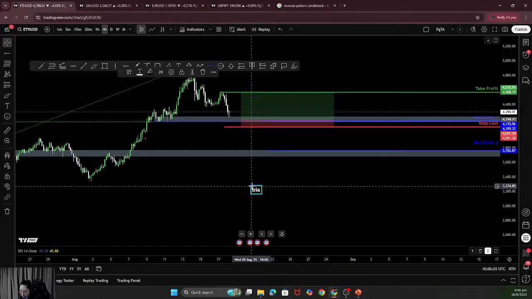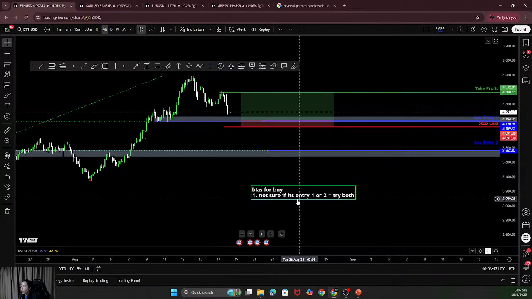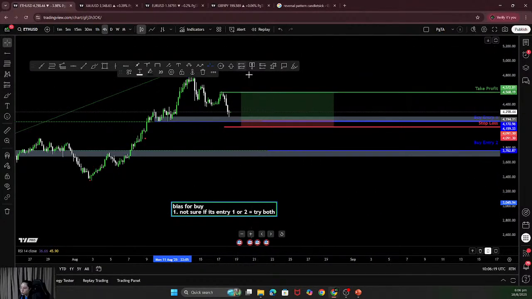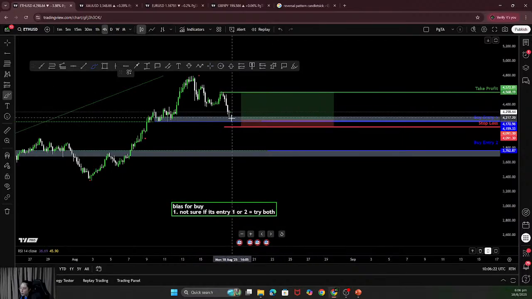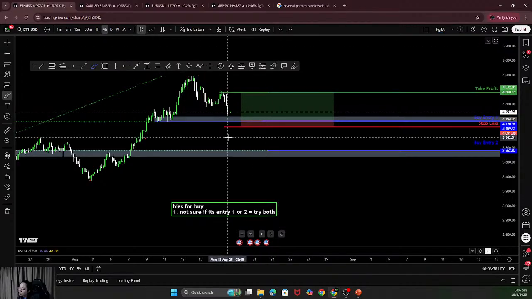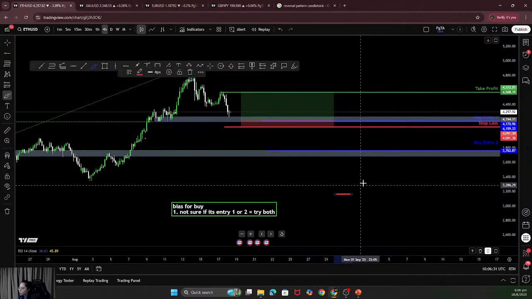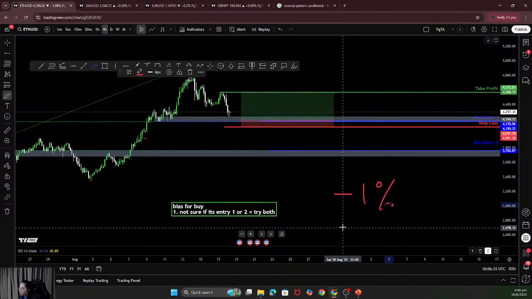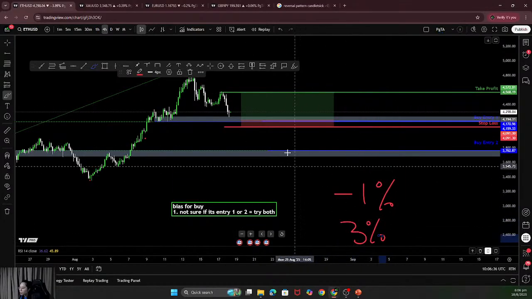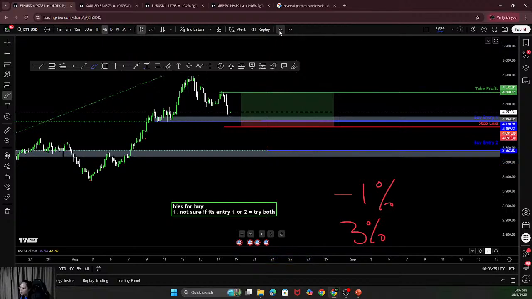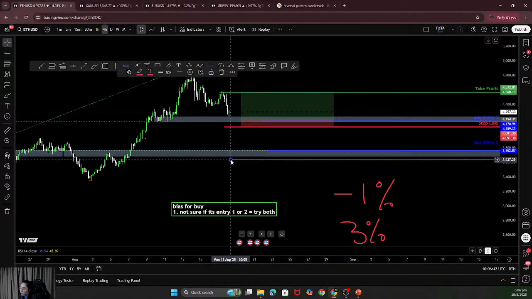I'm very biased for buy, just not sure if it's entry 1 or 2. So the conclusion is I'm going to try both. I don't know if it's going to be entry 1 or 2, but I'm going to try both. That means I might just get into this trade if it pulls back here and gives me a better entry. If I'm wrong, I'm going to get stopped out and lose 1%. If I'm correct, I'm going to make 3%. But if I'm wrong, then I'm going to try again when price comes here. When price comes here, my stop loss is going to be right under here.